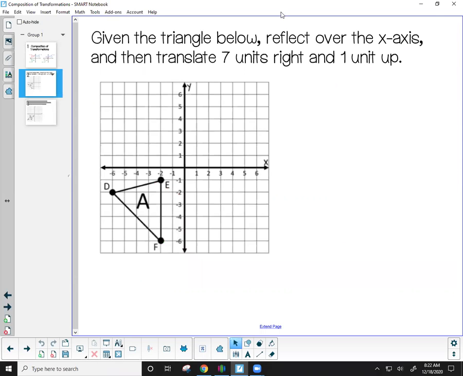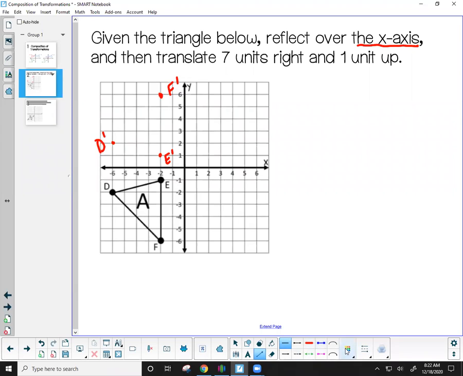It says, given the triangle below, reflect over the x-axis and then translate 7 units right and 1 unit up. Whatever order it's listed, that's the order we need to do it in. So first it says reflect over the x-axis. Here's my x-axis, right? Remember, if E is 1 step away from the x-axis, E prime is going to be 1 step away on the other side. F is 6 steps away, so I need to go 6 steps up, and that will be F prime. D is 2 steps from the axis, so I go up 2 steps, and this would be D prime.